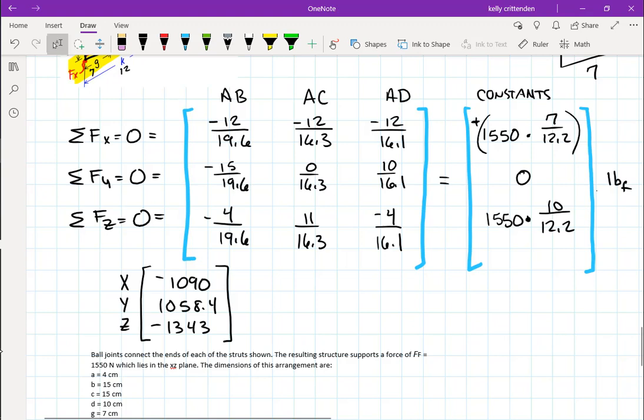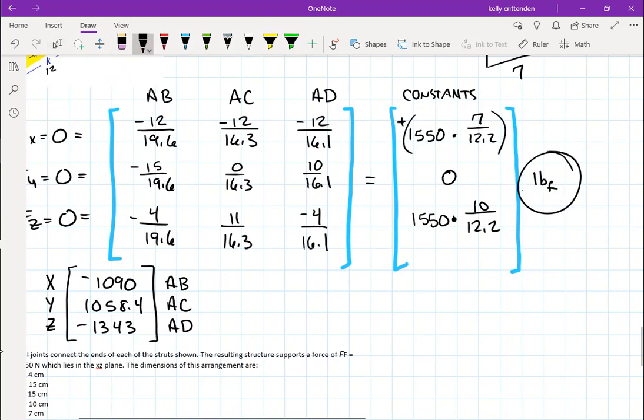So this is AB. What they have labeled as X is AB. And the second one, I had AC in the second column. That'll come in the second row. So this is AC. And then the third column will be the third row in the answer matrix that they give me, AD. And the units will be whatever units I put on my constants, because the coefficients shouldn't have units. They're just a coefficient. The only units should be on the numbers in the constants matrix. So they're all in pound force.